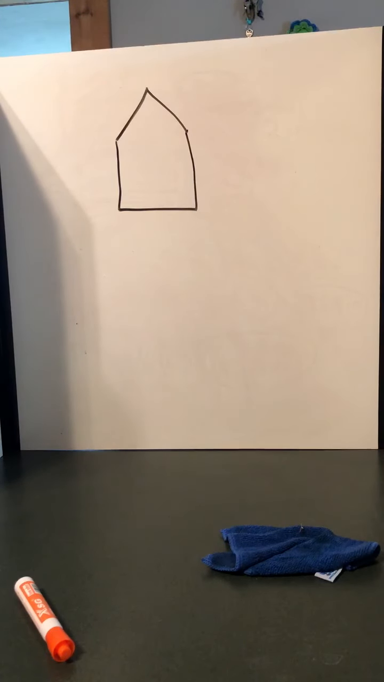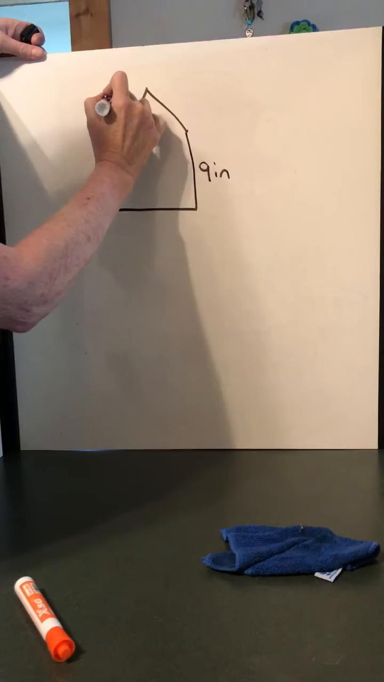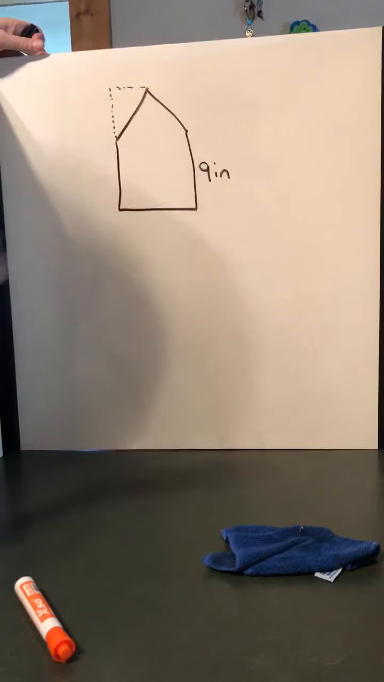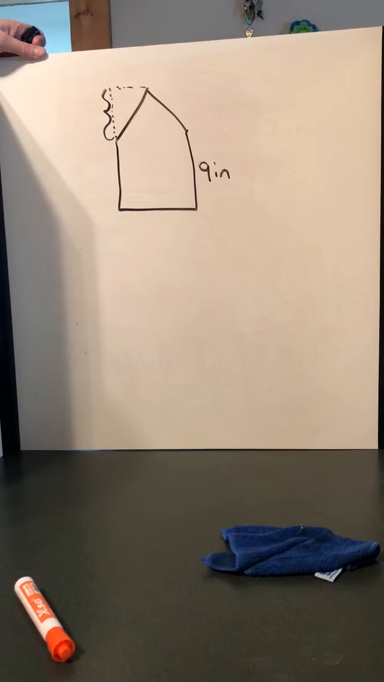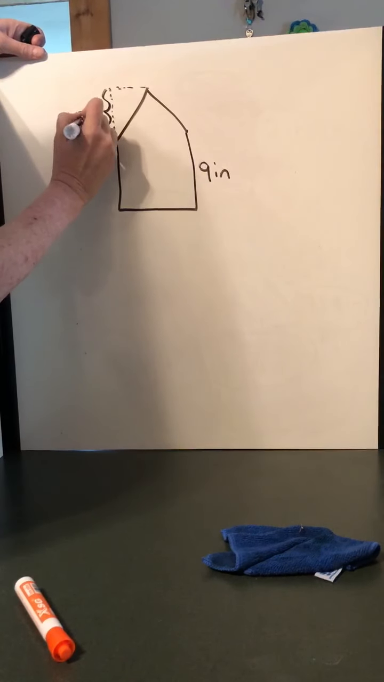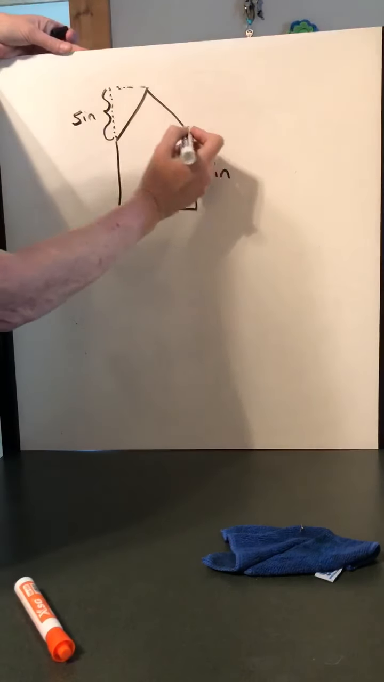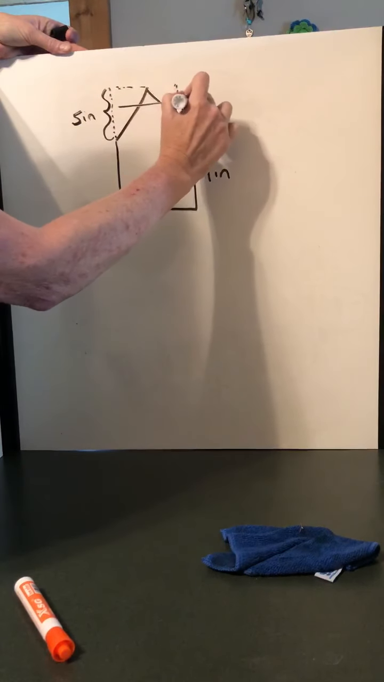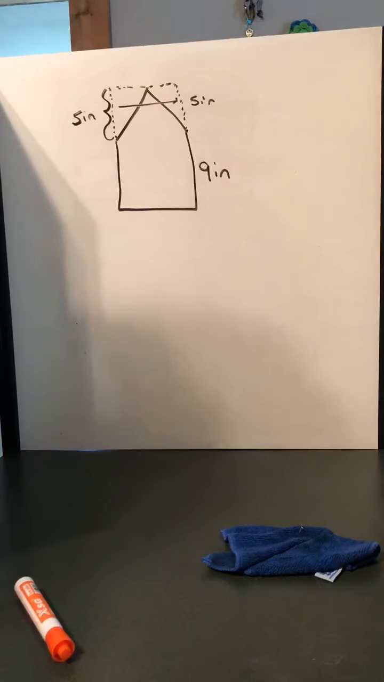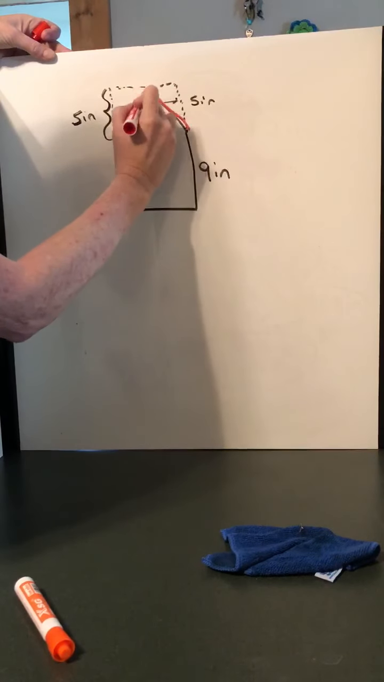And let's say that this is 9 inches. And it's going to tell me that this part right here is 5 inches. So that's all the information I'm given, and now I've got to figure out the other stuff. You can also look at it on this side, see? That means that this is also 5 inches. But what I'm trying to find is the actual area of this house-like figure.